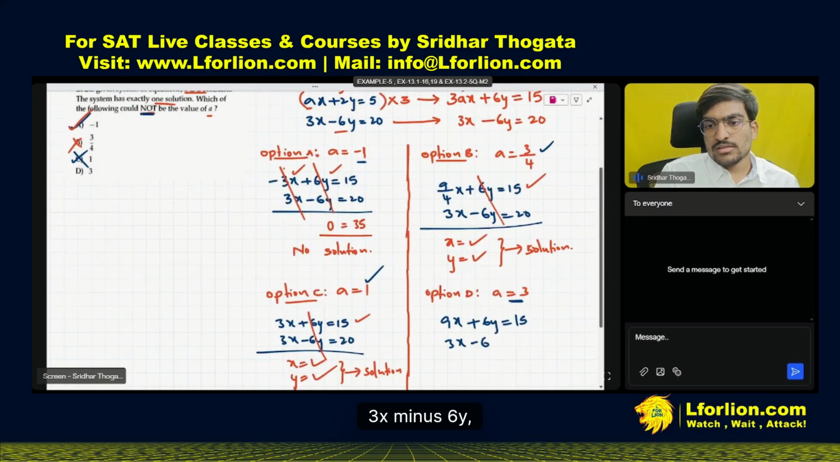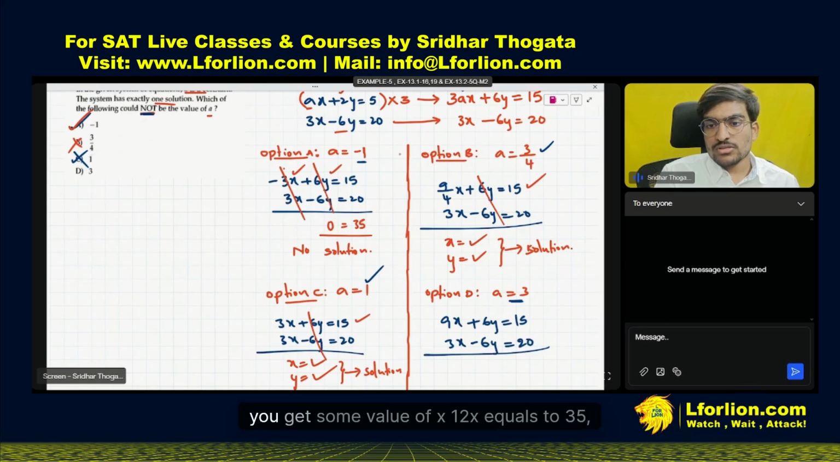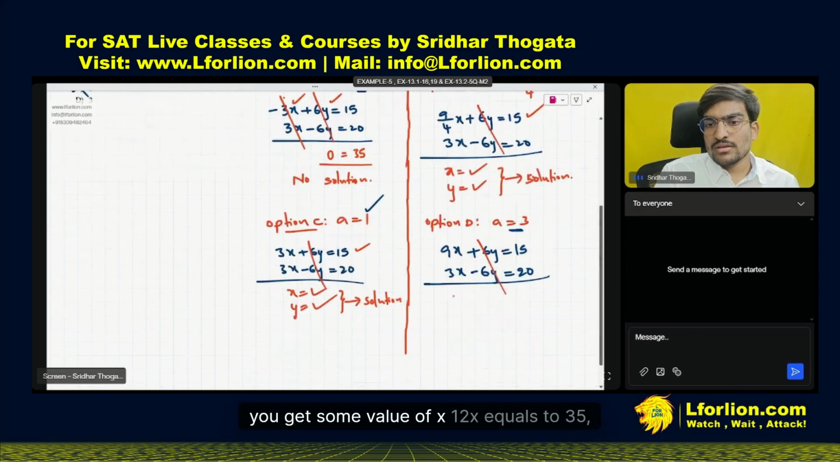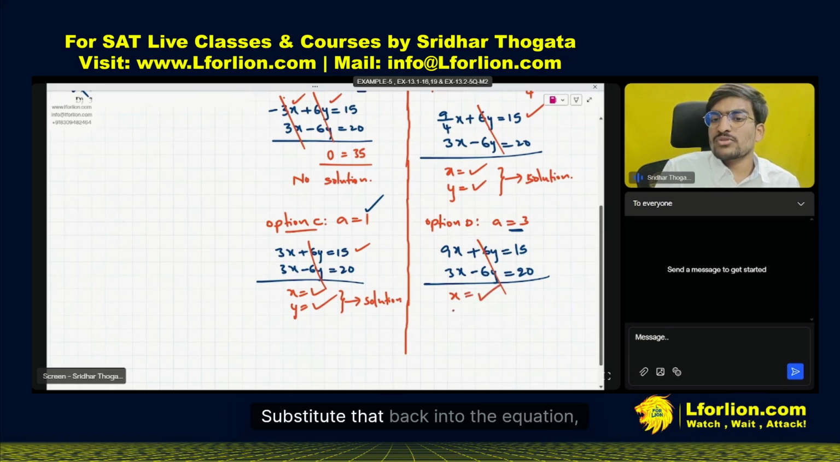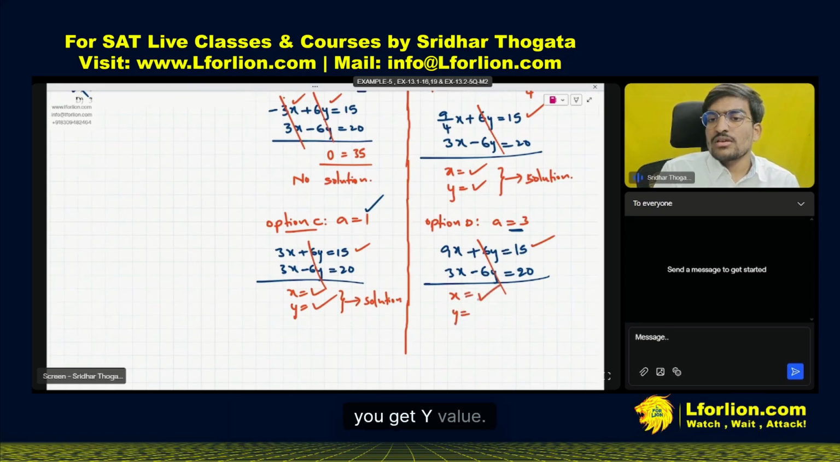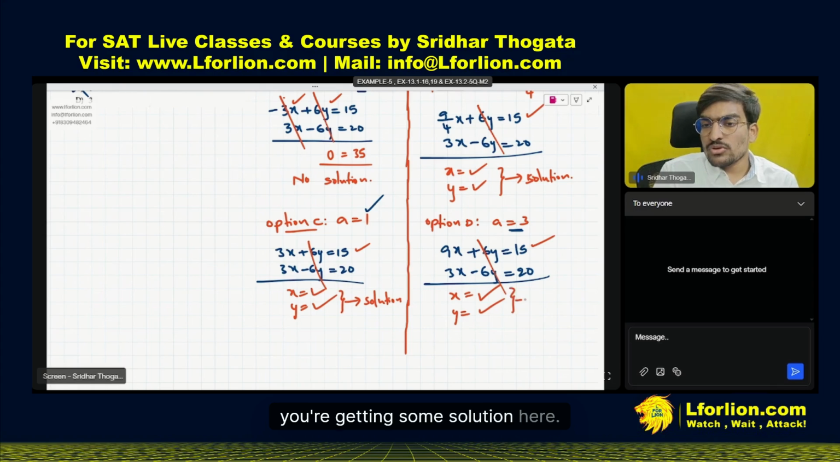3x minus 6y equals 20. On solving these two equations, you get some value of x, 12x equals 35, something like that. So which means you're getting x. Substitute that back into the equation, you get the y value. You're getting some solution here.